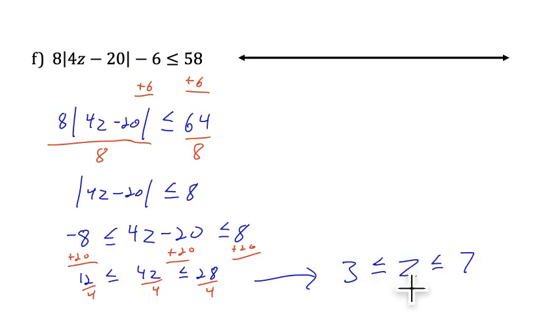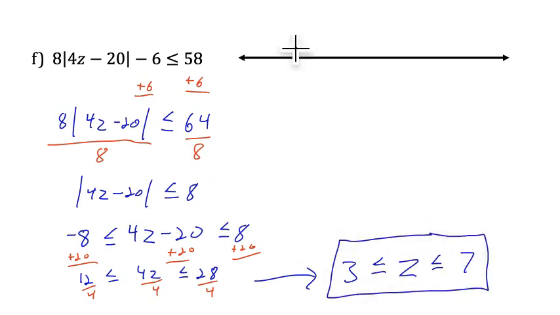3 is less than or equal to z, which is less than or equal to 7. So z is in between 3 and 7, including those endpoints. Go to my graph, I'll put those endpoints on the graph. Closed points, because we do have equal bars in our solution here. And z is in between 3 and 7, so we'll go ahead and connect those. If this had been greater than, that's when the arrows would point to the outside.